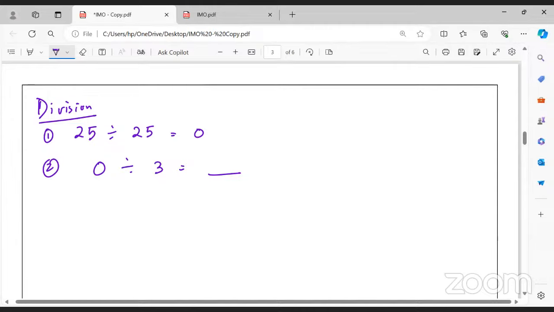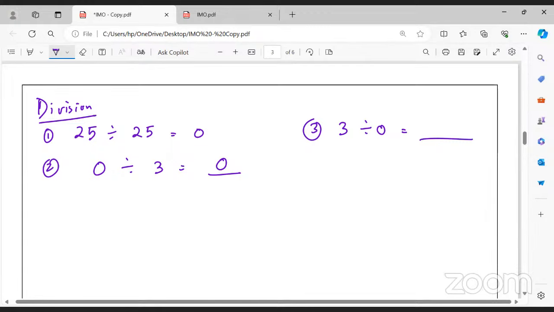Okay, very good. Very good, it is 0. Because if nothing is there to be distributed, it makes no sense, right? Suppose I have 0 chocolates, how can I distribute them among 3 students? Now, if I change this to 3 divided by 0, then what is 3 divided by 0?